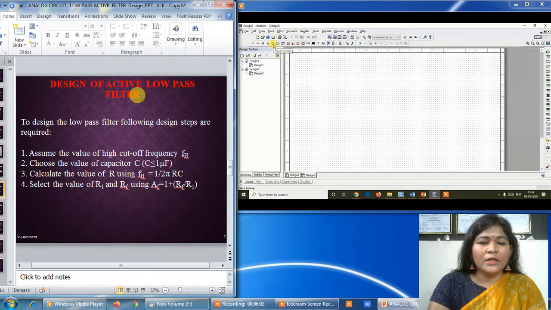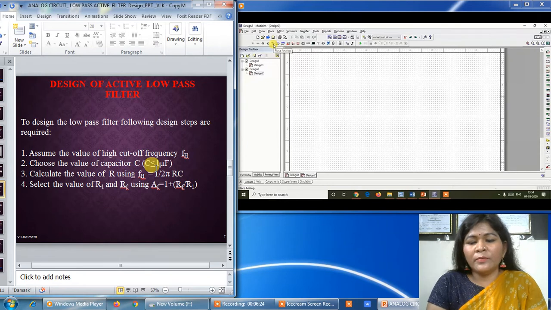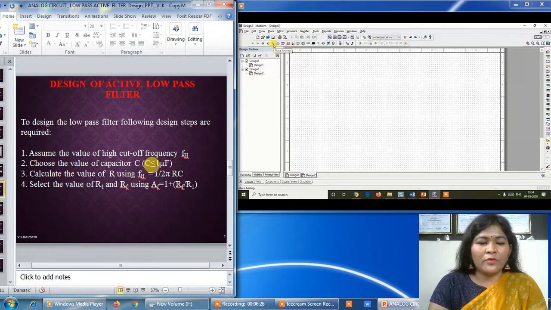So here, design of an active low pass filter. These are the 4 steps to design the low pass filter. The first step is to choose the high cutoff frequency and then choose the value of capacitor C. Here the value of C will always be less than or equal to 1 microfarad. So you can choose any value of C that is less than or equal to 1 microfarad.